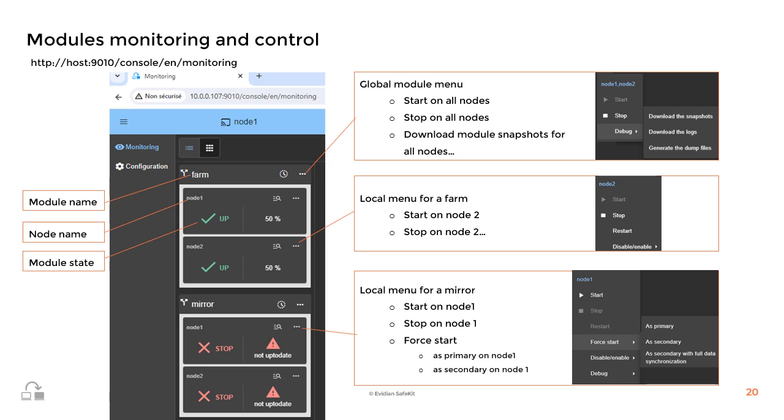The Debug submenu allows you to gather information on both nodes for debugging if you encounter any problems with the Farm module. Now, let's analyze the second menu.